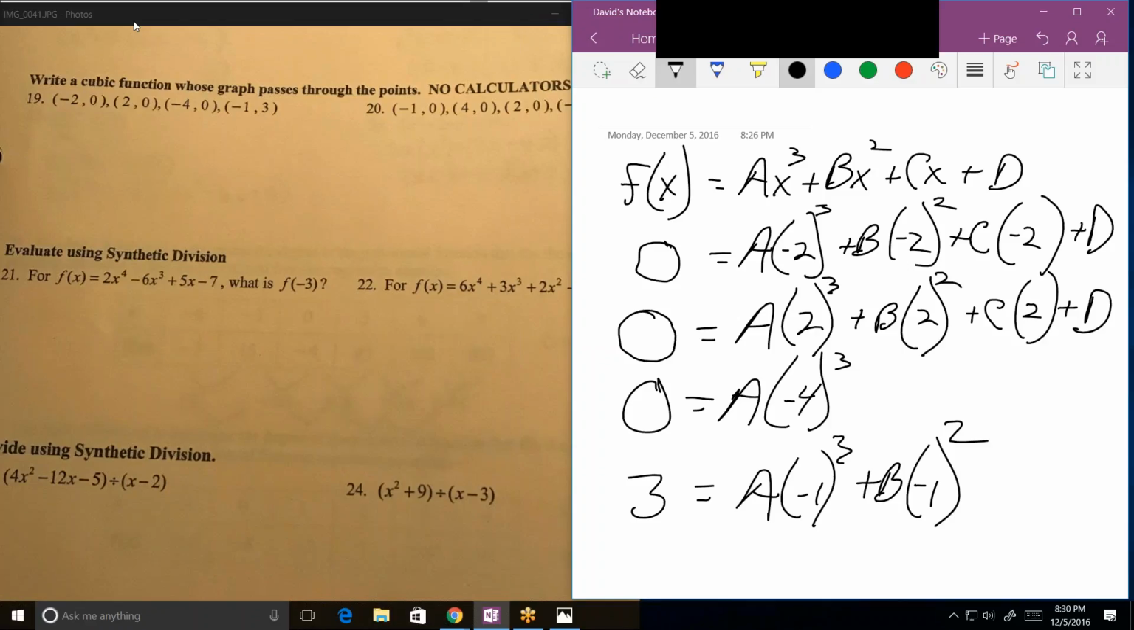Now, there may be an easy solution here that isn't quite as tedious as solving four equations and four unknowns, but it won't be that easy. No. Yeah, you might be able to do something. I don't know. This is going to be tough, but doable.